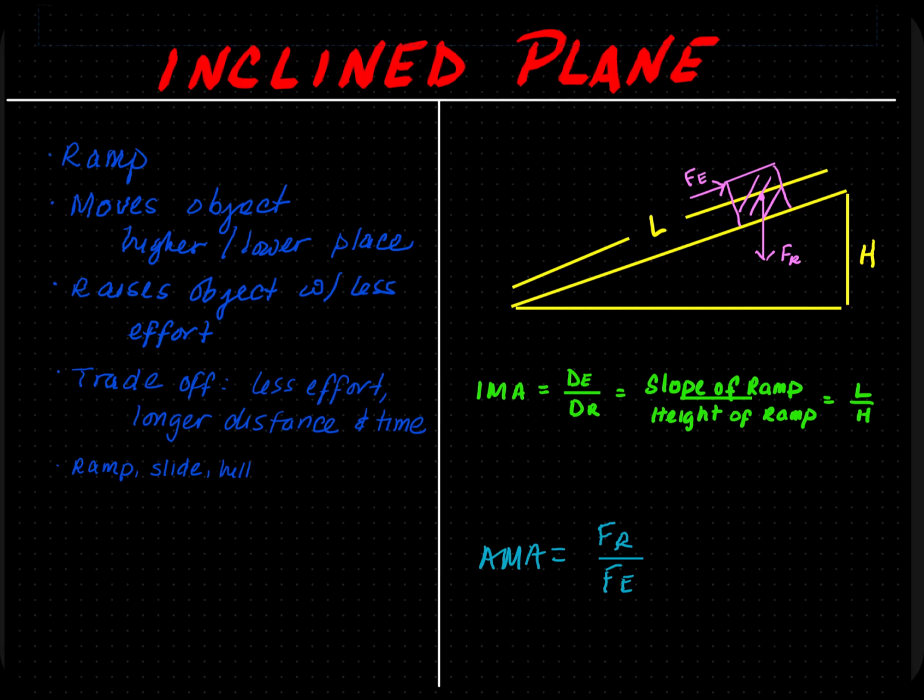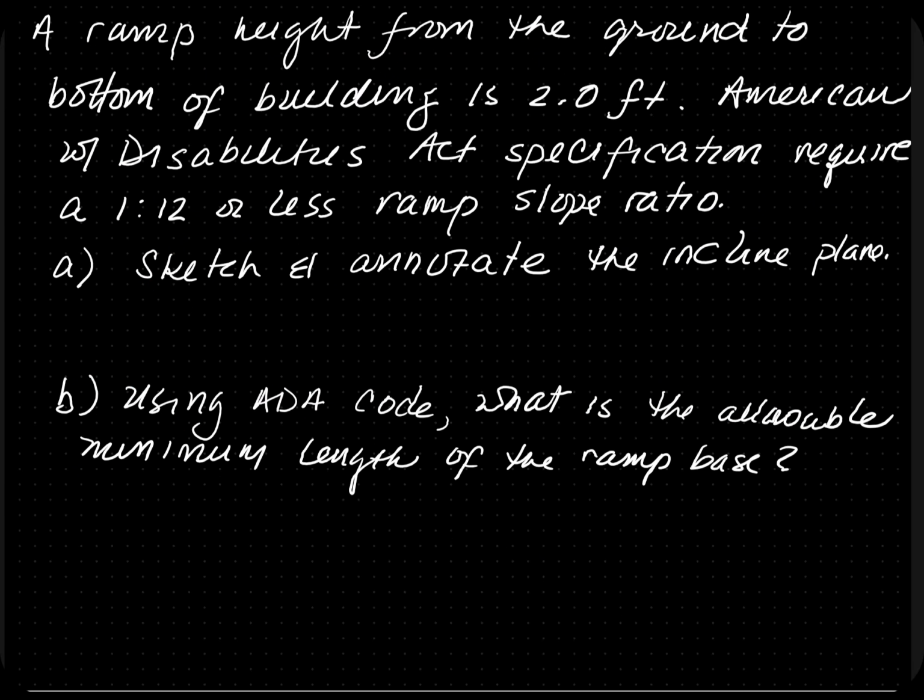The resistance force is the load or the weight of the object if lifted vertically. The effort force or the input force is parallel to the ramp. Pause the video, try this on your own, and then check your answer. A ramp height from the ground to the bottom of the building is 2 feet. Americans with Disabilities Act specifications require a 1:12 or less ramp ratio slope.